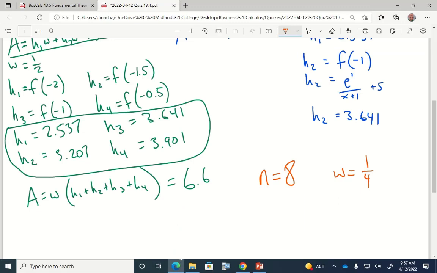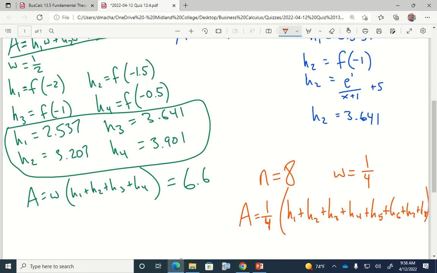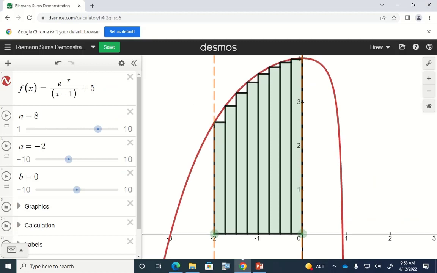And your number of rectangles being 8, your width being 1/4, the area of your Riemann sum, adding up the areas of all 8 rectangles, is then going to be the width, 1/4, times the height of the first one, plus the height of the second one, plus the height of the third one, plus the height of the fourth one, plus the height of the fifth one, plus the height of the sixth one, plus the height of the seventh one, plus the height of the eighth one.